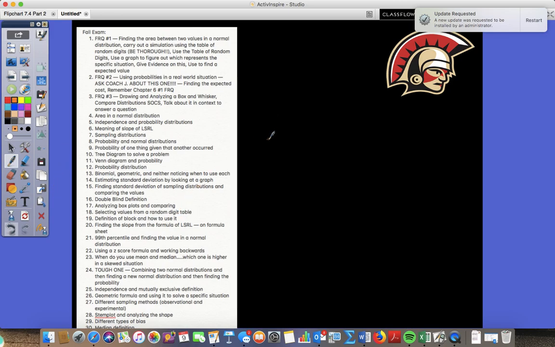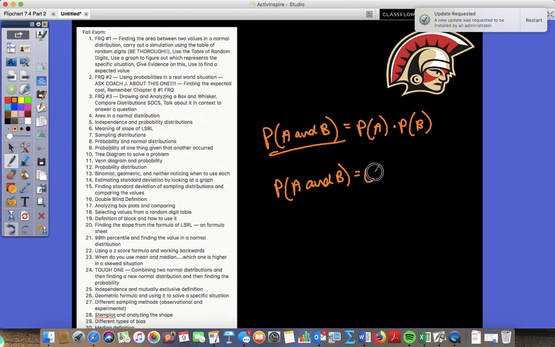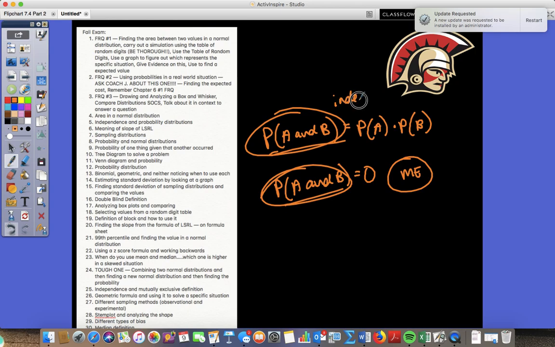Independence and mutually exclusive. Remember, independence means that probability of A times probability of B is probability of A and B. The idea with mutually exclusive is that this is actually 0, because what that means is these cannot occur at the same time. And so remember the difference between these two definitions, independence versus mutually exclusive.